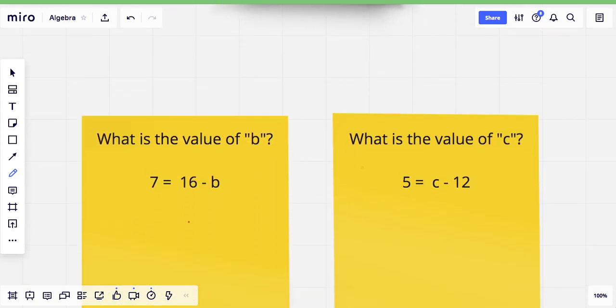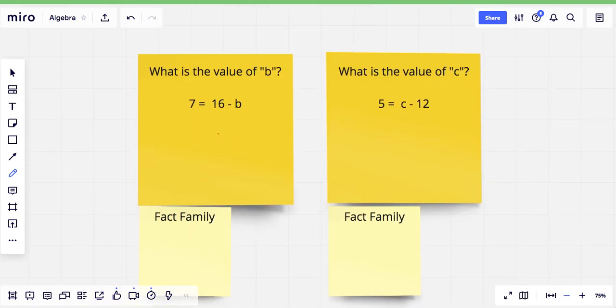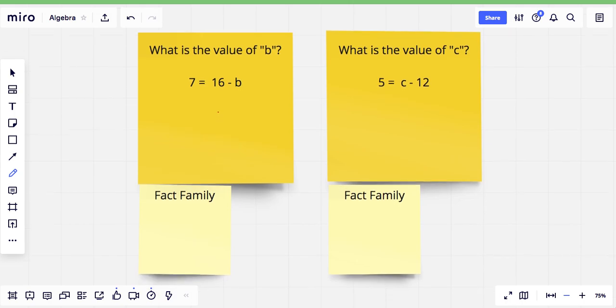I've actually got two challenges on the two slides here. So I'm just going to minimize my screen so you can see some of the thinking that's going to take place here. What is the value of B? So I have B here. So once again, here is a balance scale here, and there is where it needs to be balanced. So whatever is on the left side, which is 7, has to equal whatever is on the right side, which is 16 minus B. 16 minus B equals 7.